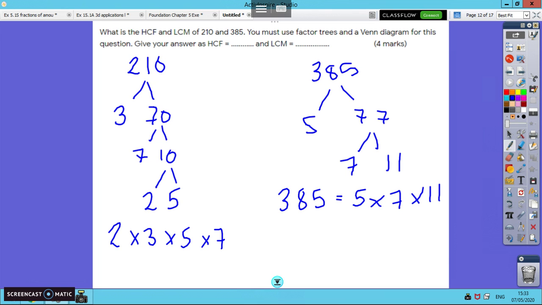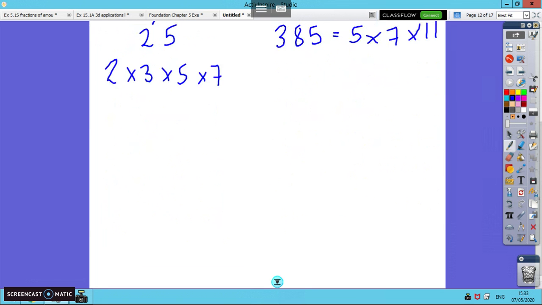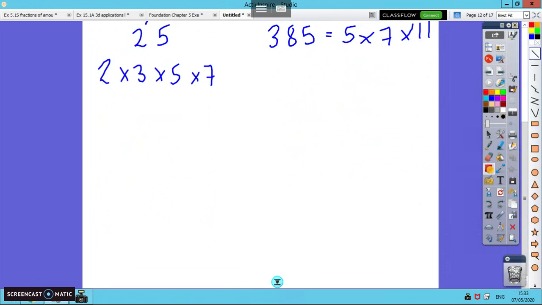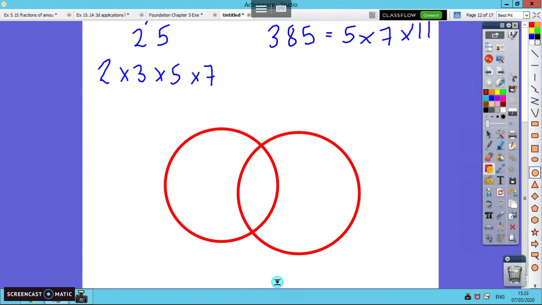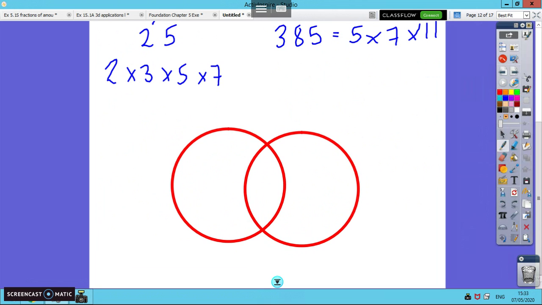Now, if we go down a little bit, because we only need those bits now, don't we really? If we go down a little bit and I draw some circles that will hopefully overlap. Oh, look at that. Wow. So pro. Right, so let's have a look.